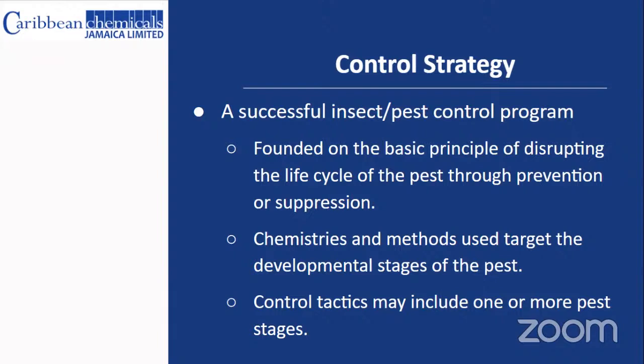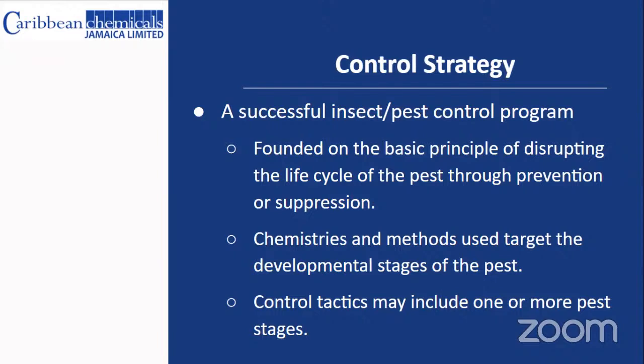And the CCJ strategy, or the Caribbean Chemical Strategy, is not one that was pulled out of a magic hat. It is just following some basic principles that we use to control any pest. So any successful strategy or insect pest control program has to base its foundation on preventing or disrupting the life cycle of the pest. So remember, we just looked at adult, egg, larvae. The control strategy must break that pattern in order to be successful.